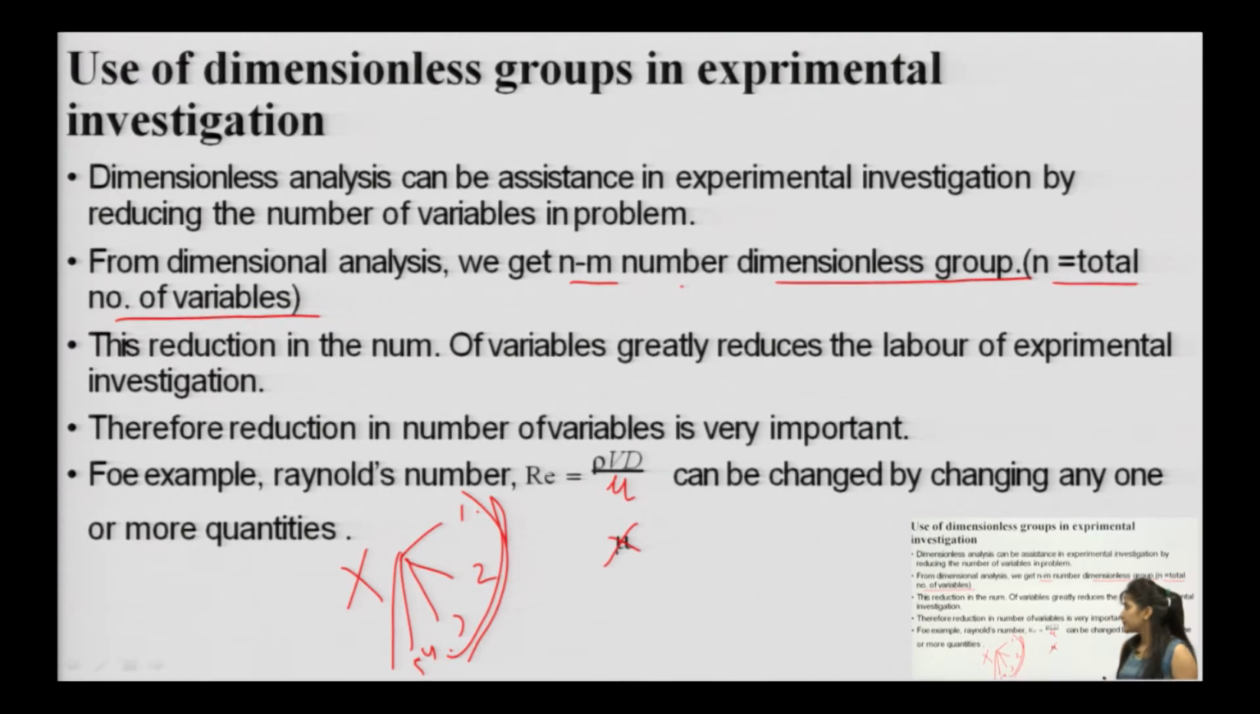For example, Reynolds number is nothing but rho v d by mu. Here you can see it can be changed by changing any one or more quantities, either one or two quantities, that is rho, v, d or mu, and hence Reynolds number can be changed. So, you can summarize it as: it reduces n number of variables to a smaller number, that is n minus m terms.